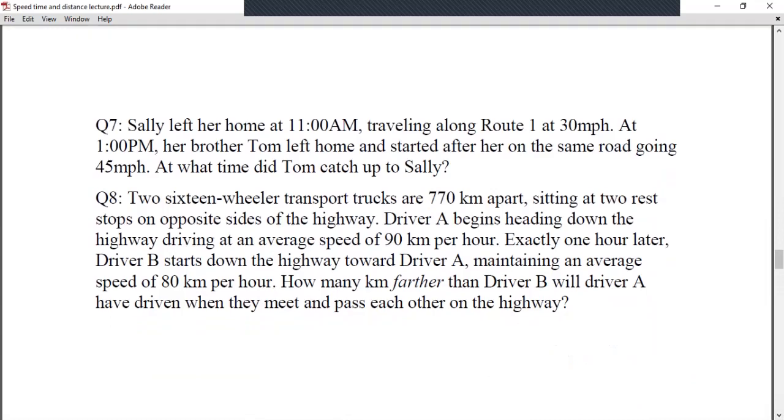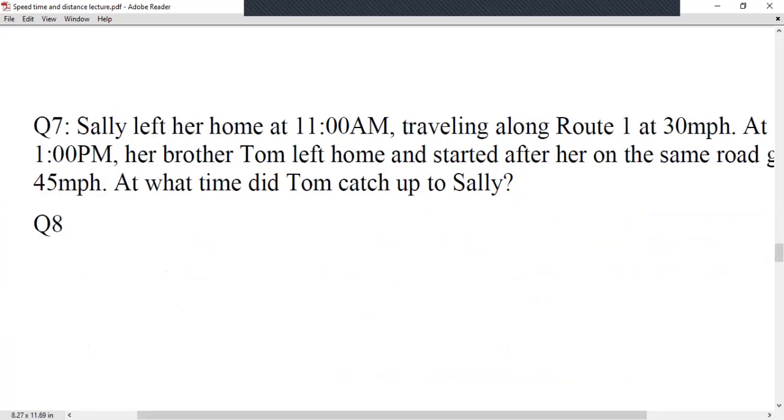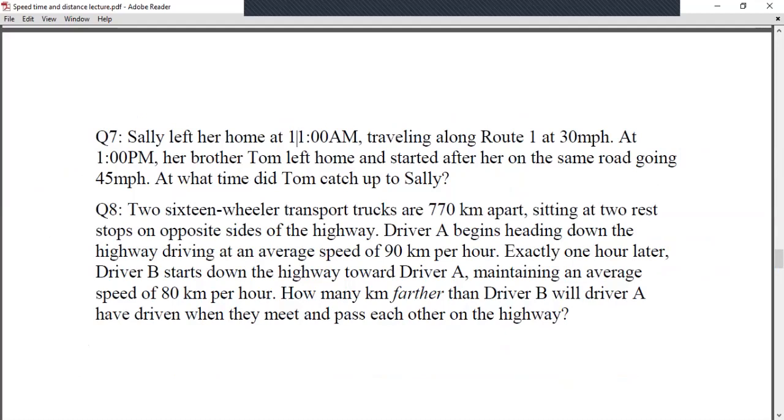Okay. Now the next question is a very general question, and this type of question is often seen in the examination. Question number 7 says that Sally left her home at 11 a.m. traveling along Route 1 at 30 miles per hour. At 1 p.m., her brother Tom left home and started after her on the same road going 45 miles per hour. At what time did Tom catch up to Sally?